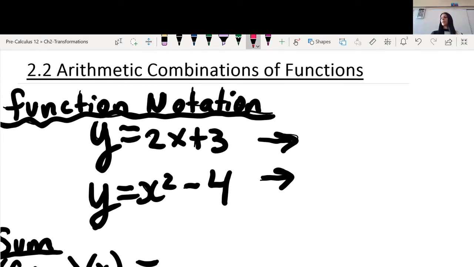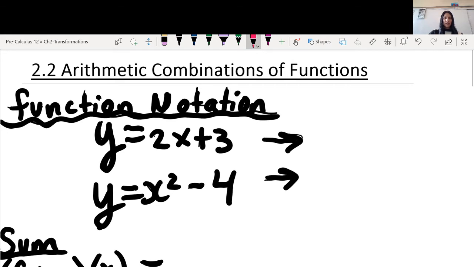So just moving on, again, just a reminder that this is chapter 2, which is based on transformations. And today's stuff is also going back to grade 10 as the first time that you learn this. So let's start off with a little bit of review.